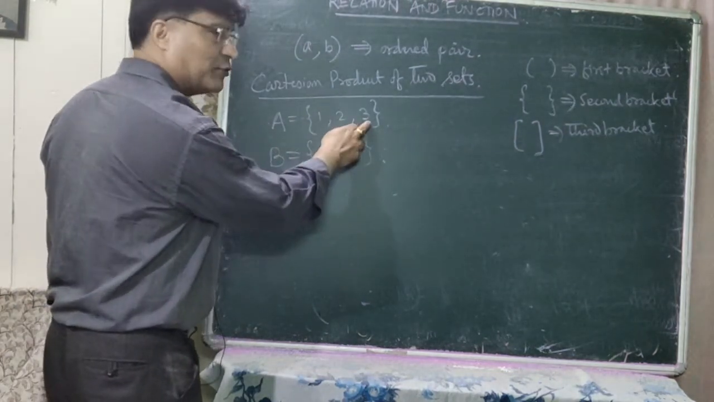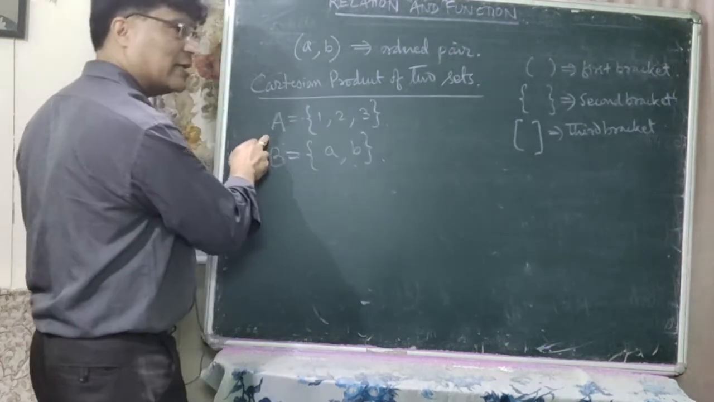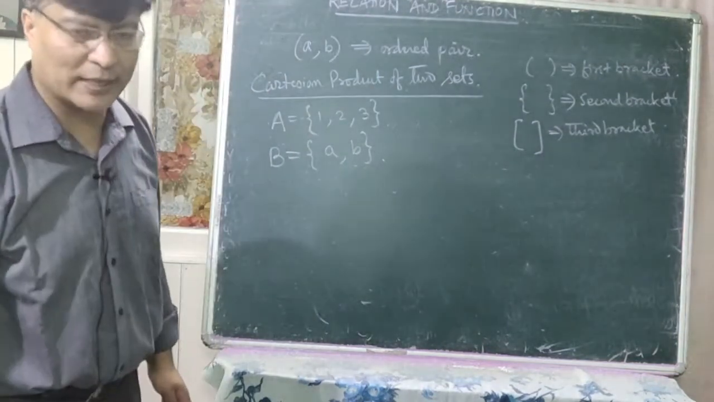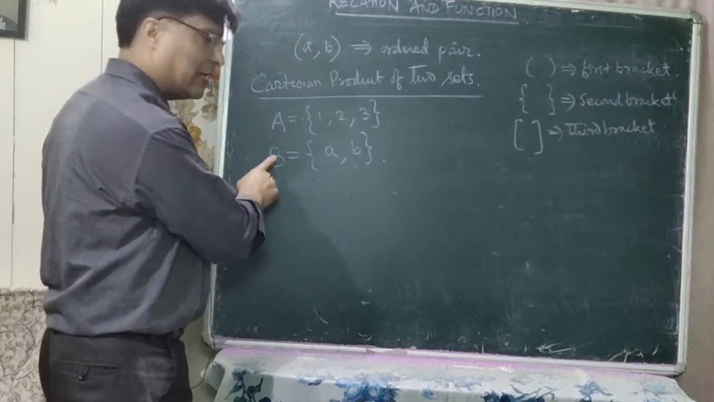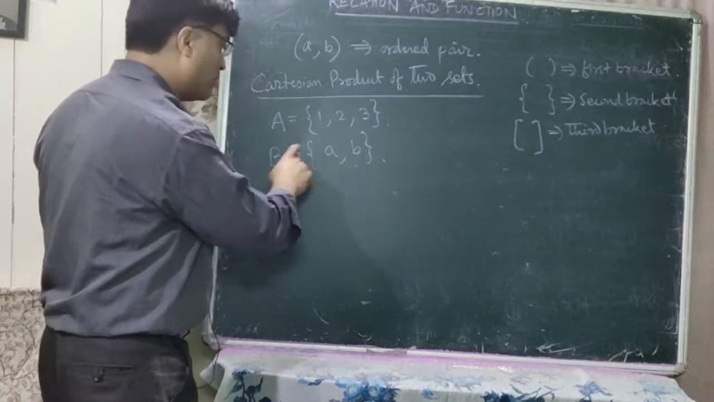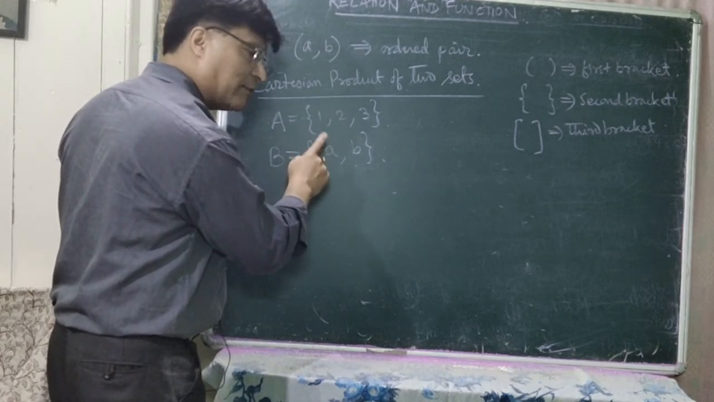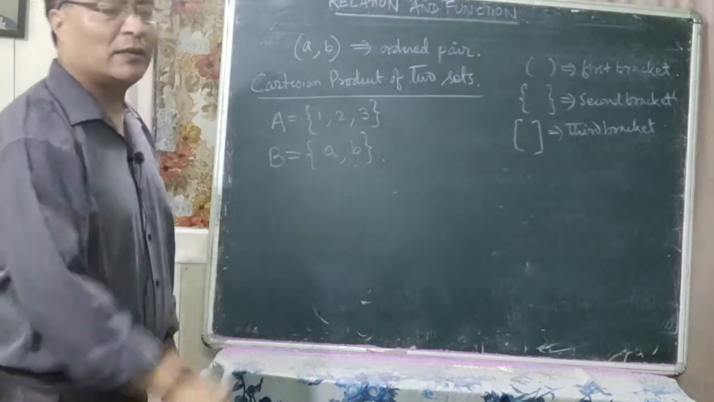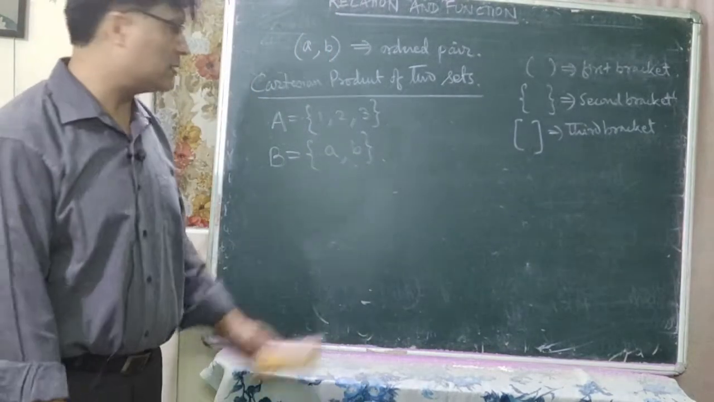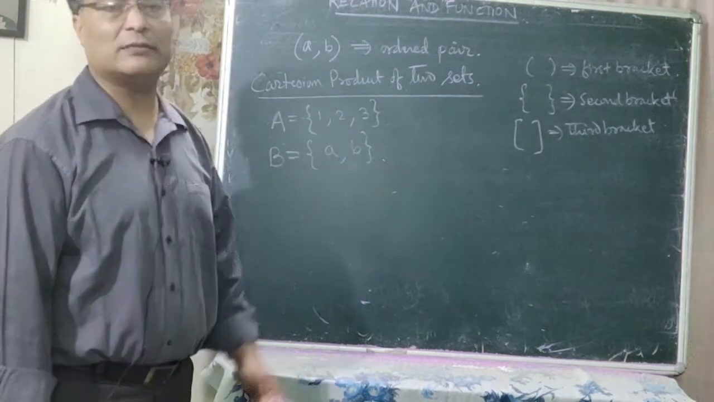Let capital A be equal to this; A and B are the two sets. And 1, 2 and 3 are the members or elements of the set A, and these elements are always enclosed within curly brackets. And B is a set, and small a comma small b are the elements or members of the set B, arranged within curly brackets.